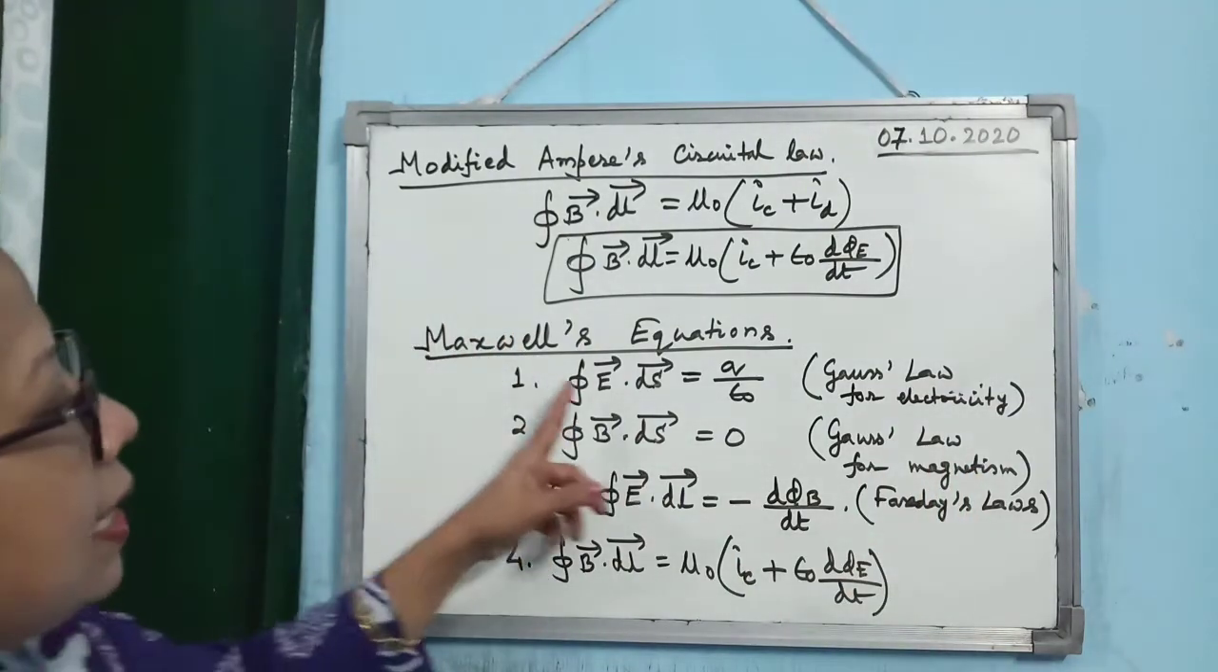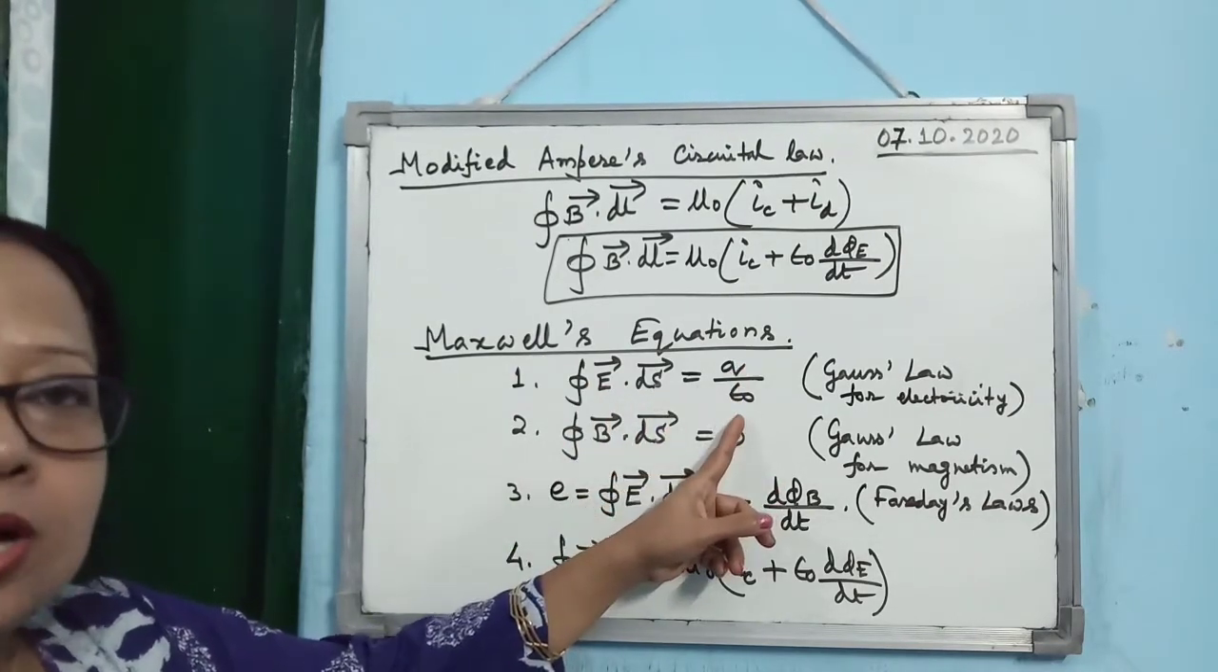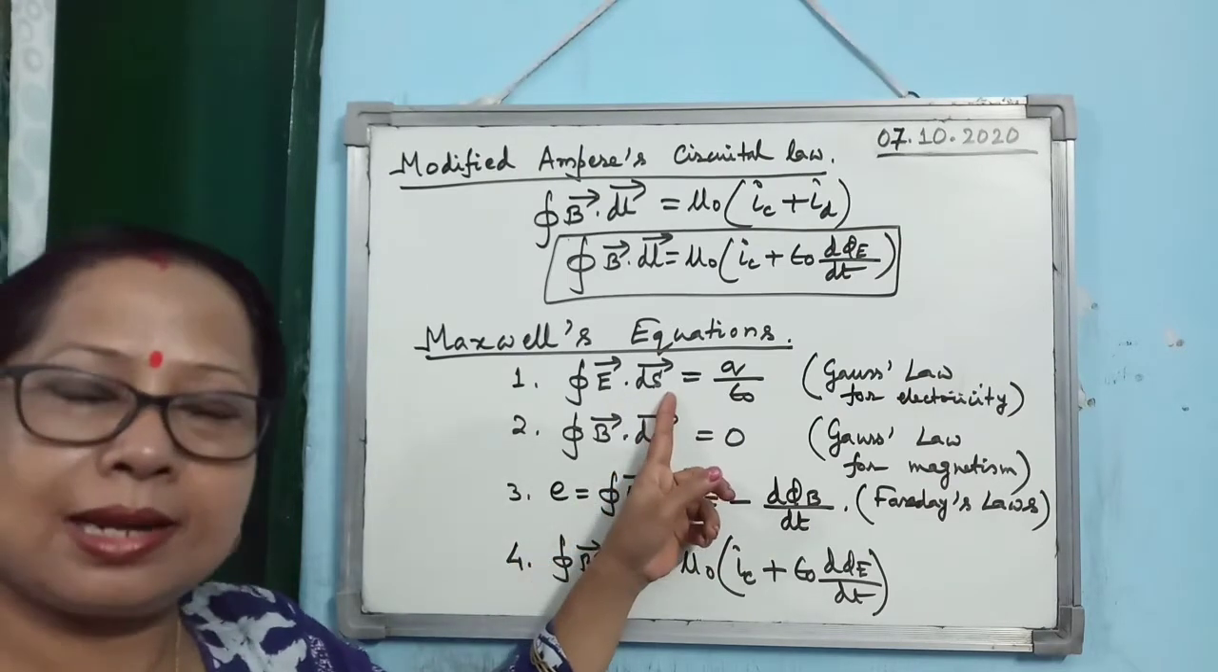So integration E dot ds, the surface integral of electric field, is Q upon epsilon naught. Integration E dot ds represents electric flux.